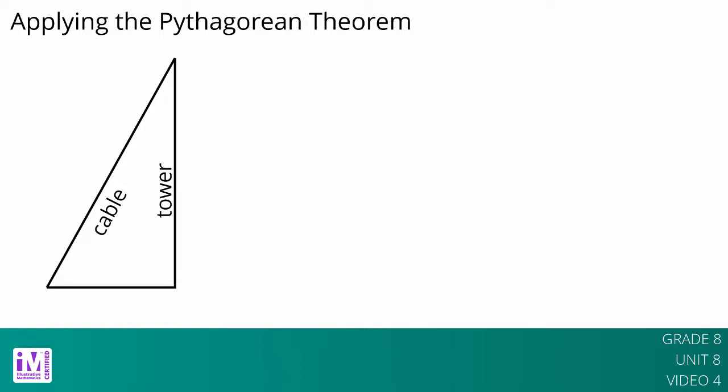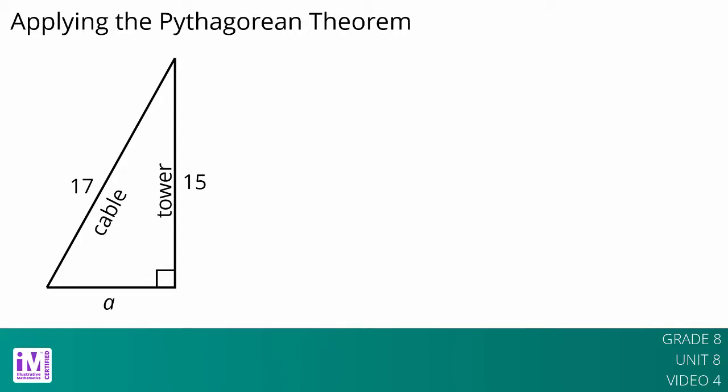For example, let's say a cable is being placed on level ground to support a tower. It's a 17-foot cable, and the cable should be connected 15 feet up the tower. How far away from the bottom of the tower should the other end of the cable connect to the ground? It is assumed that the tower makes a right angle with the ground.